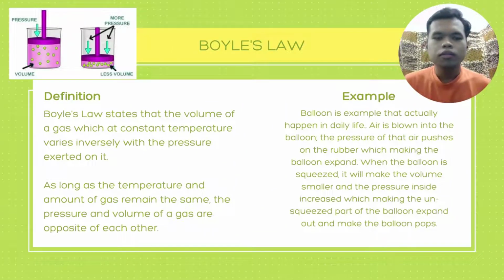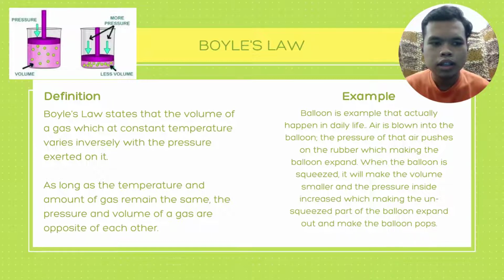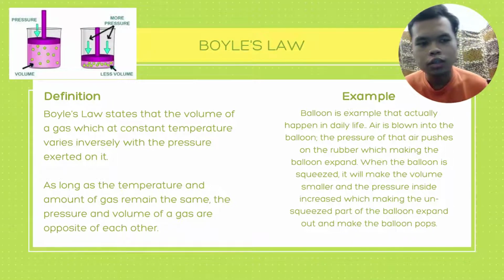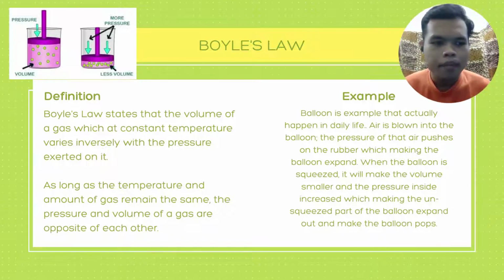The first gas law is Boyle's law. Boyle's law states that the volume of a gas at constant temperature varies inversely with the pressure exerted on it. As long as the temperature and amount of gas remain the same, the pressure and volume of a gas are opposite of each other.